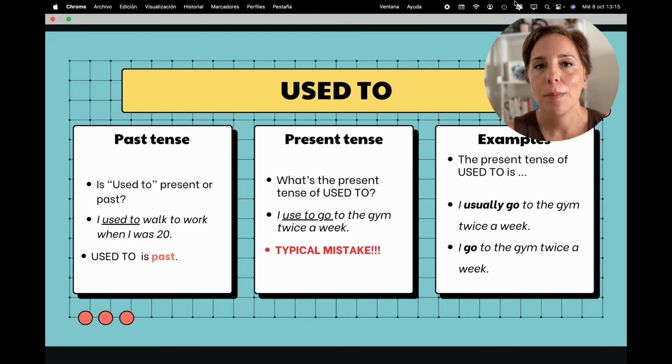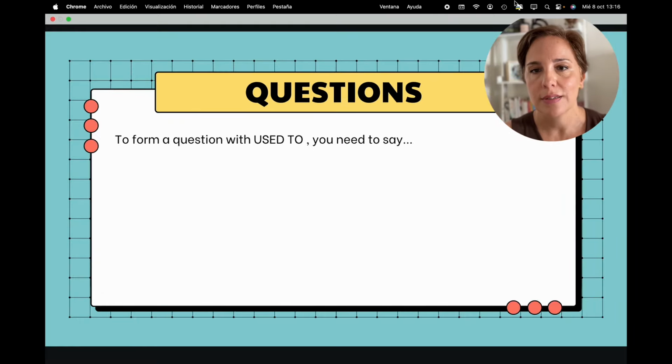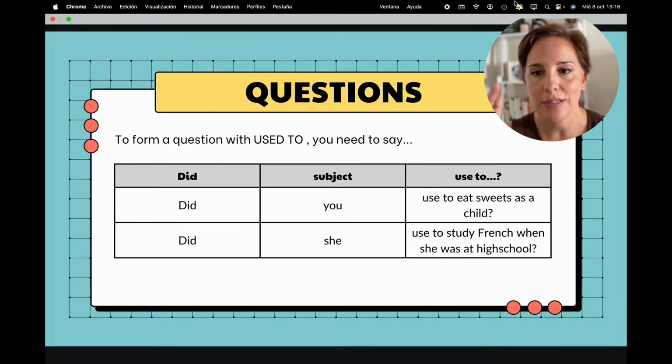Now, what about questions? How do we form a question with the structure used to? For the question, you need to follow this structure: did, the subject, and used to, but pay attention because that used to doesn't have the final D because you have the past auxiliary did at the beginning. So if you need to say something like, oye, ¿tú solías comer caramelos de pequeño? O ¿solía ella estudiar francés cuando estaba en el instituto? You could say, did you used to eat sweets as a child? Or did she used to study French when she was at high school?